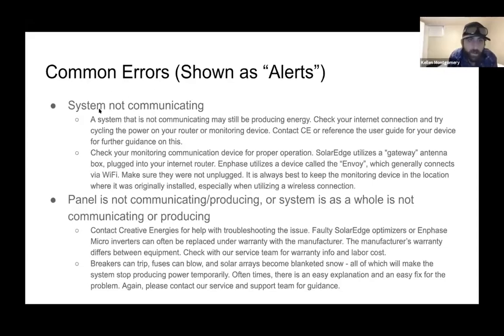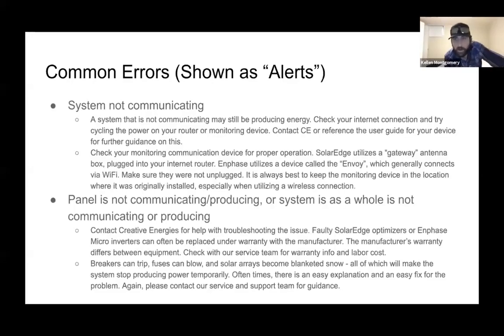One of the main ones is a system that's not communicating. And systems that don't communicate may or may not still be producing energy. The first thing to do is check your internet connection and make sure that the internet to your home's router is still active. That's step one. Then you would want to check your monitoring device for proper operation.